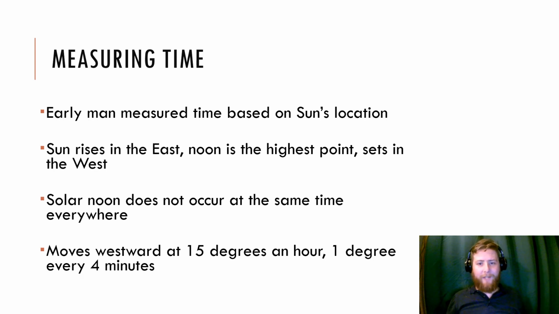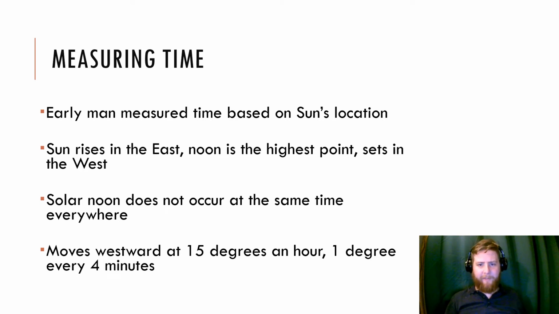If you go take my astronomy class, we'll talk about measuring time a lot more, but we're going to touch on it just briefly for this class because we're talking about time zones. Early man based time on the sun's location. So the sun starts in the east. At noon, it's at the highest point in the sky, and it sets in the west, which is evening time.